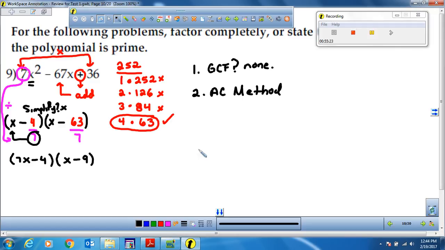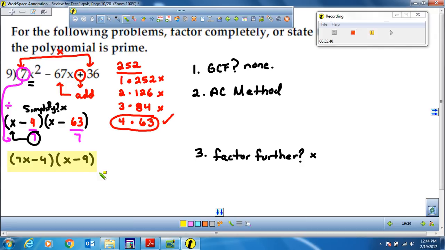And the question, part number 3, can I factor this any further? The answer would be no, because both of the factors have x and x. They're linear factors. We don't have any squares or any exponents on these factors, so that means this is my final factorization, the complete factorization of this trinomial.